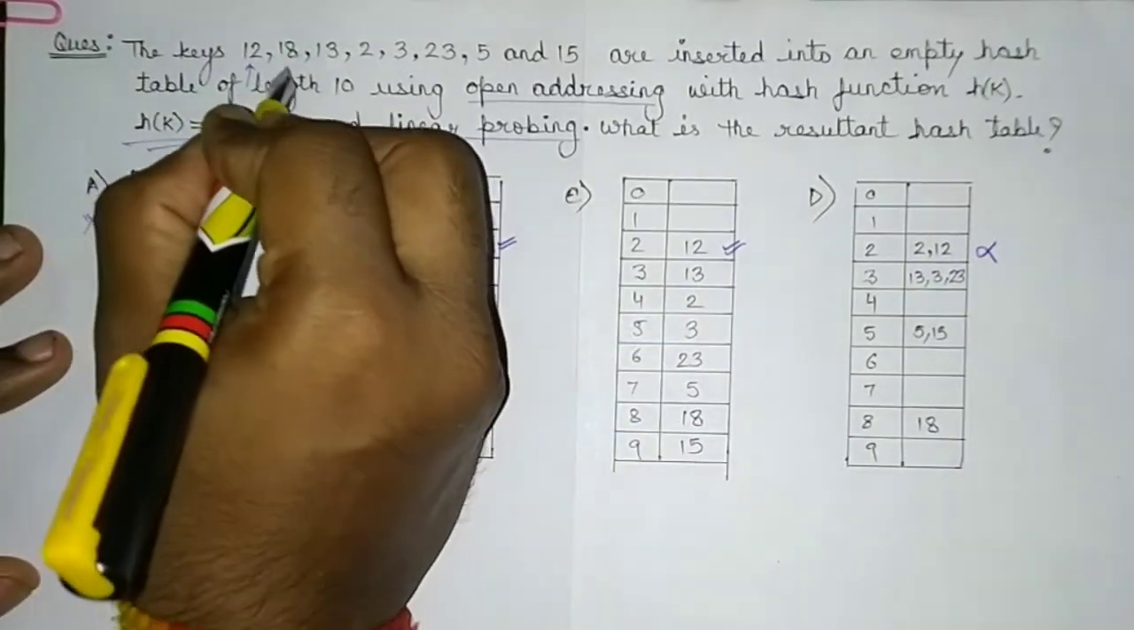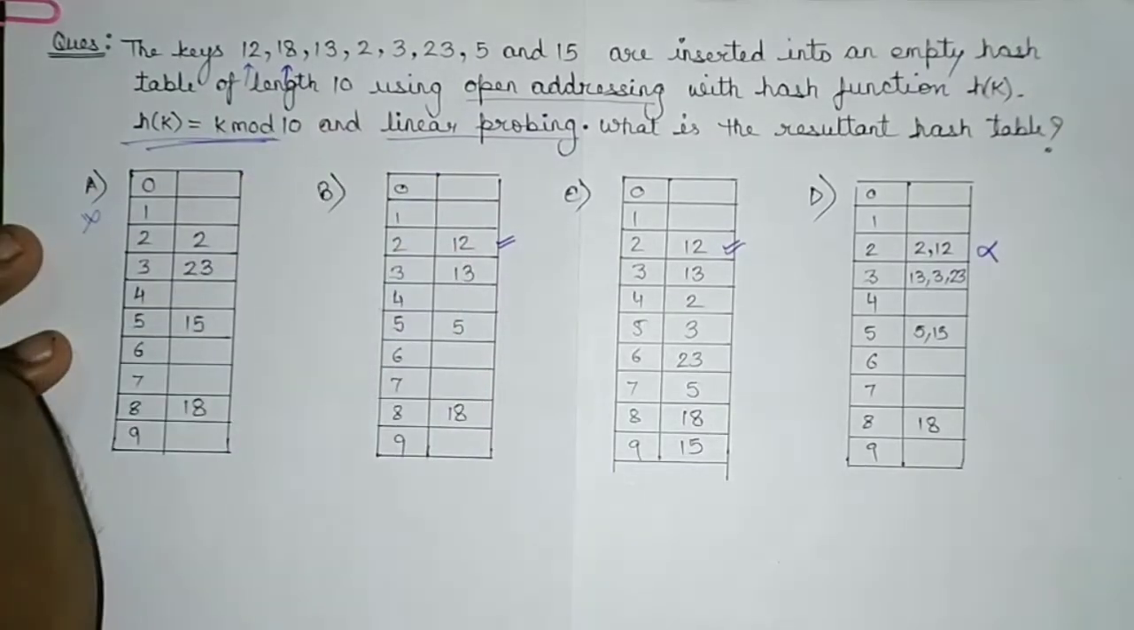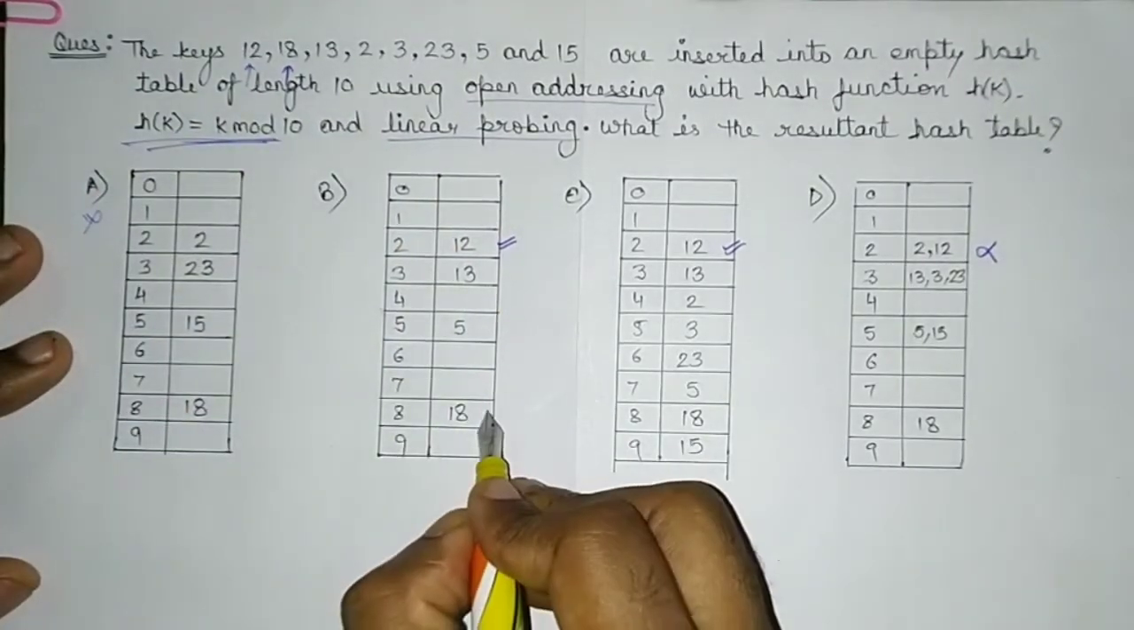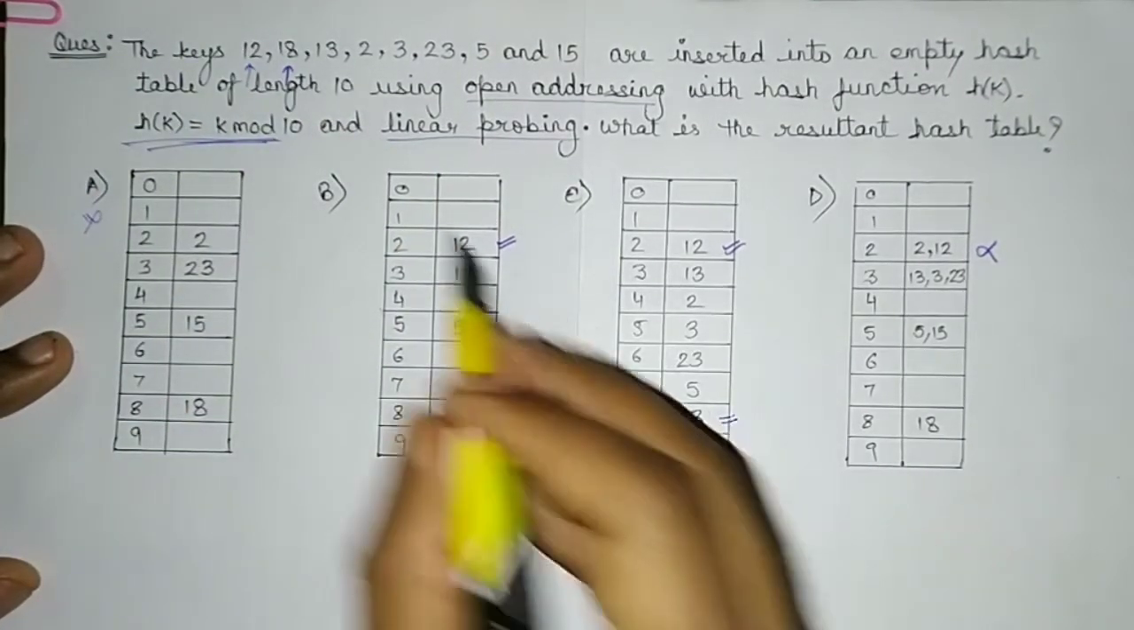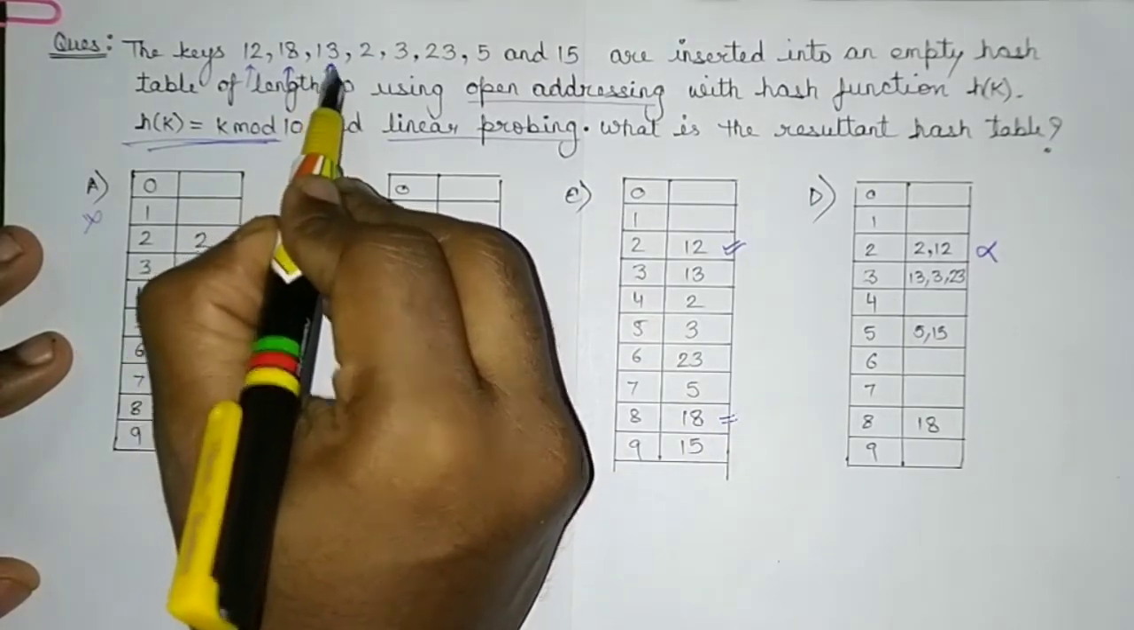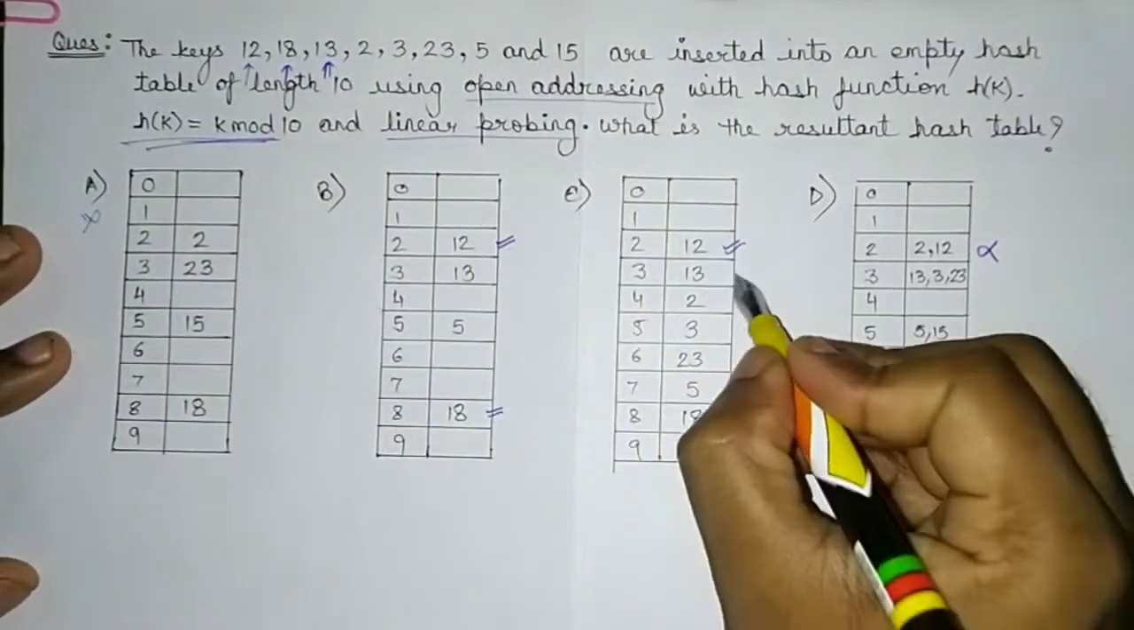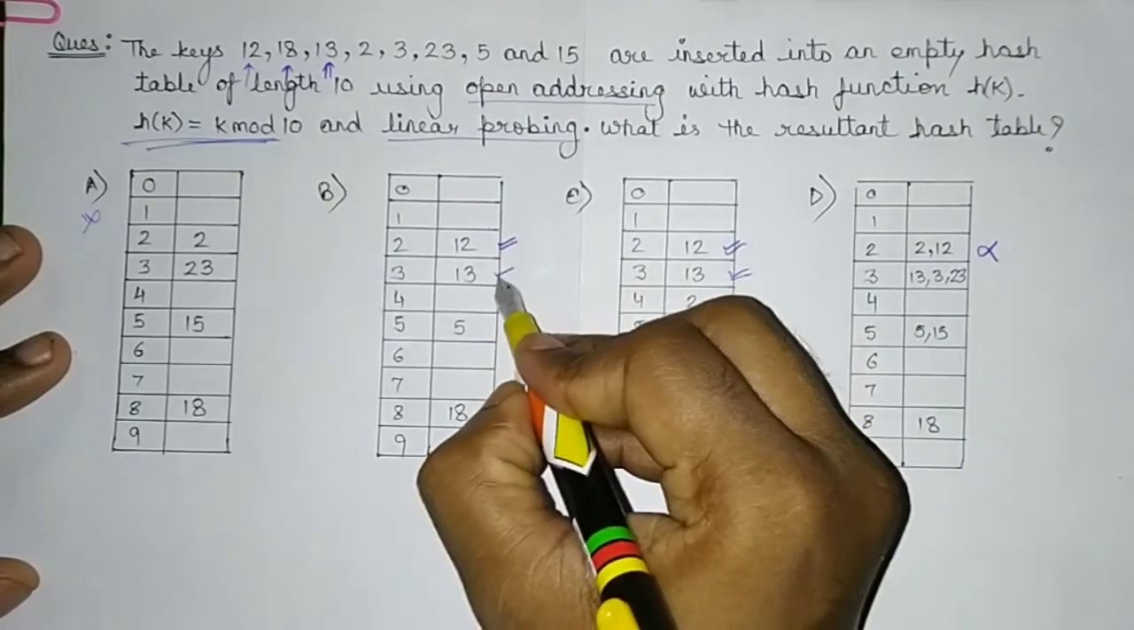Next is 18. 18 mod 10 is 8. That means 18 has to be at the 8th place. So this is right in both of these. Now 13. 13 mod 10 is 3. So 13 has to be at the 3rd place, present in both.